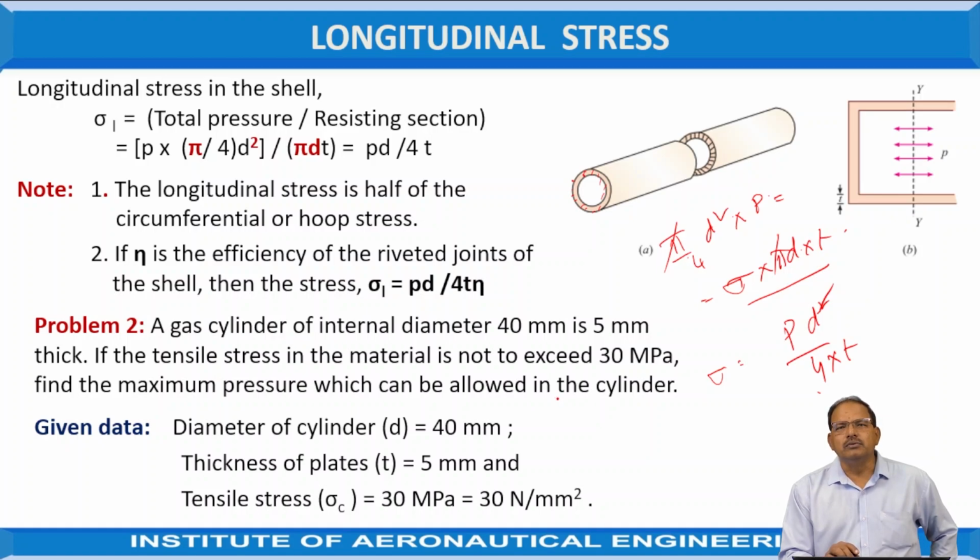Now taking problem 2. A gas cylinder of internal diameter 40 mm is 5 mm thick. If the tensile stress in the metal is not to exceed 30 megapascal, find the maximum pressure which can be allowed in the cylinder. The given data in the problem is: diameter of the cylinder d is equal to 40 mm, thickness of the plate t is equal to 5 mm, and the tensile stress sigma is equal to 30 megapascal, which is equal to 30 Newton per mm square.